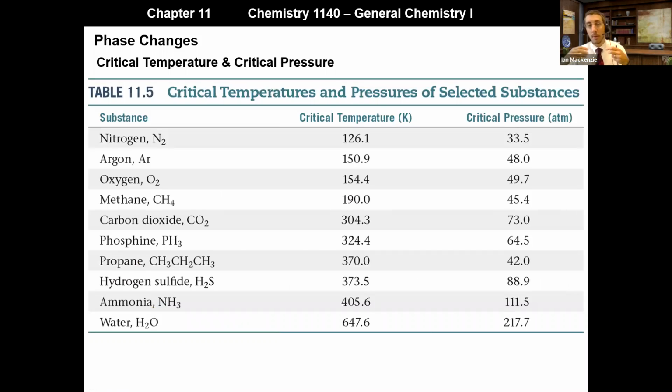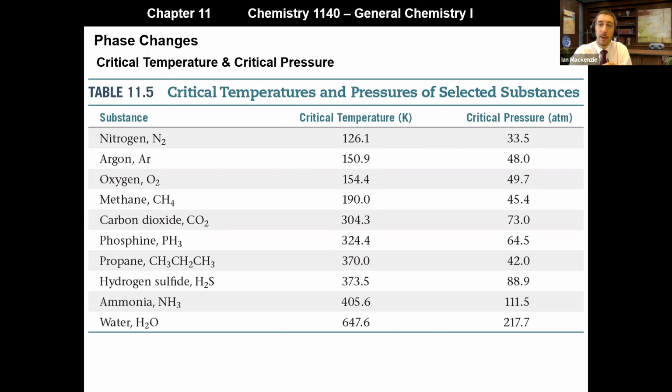So there are many critical temperatures and pressures. Each individual material has its own critical temperature and pressure, and the combination of those is the critical point. Nitrogen, for example, you can see its critical temperature and pressure is 122.1 Kelvin and 33.5 atmospheres. We'll notice as we go down this table that the temperature increases until we get all the way to water, and the pressure increases as well.